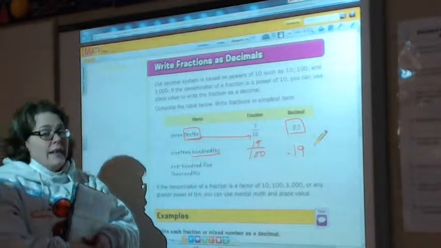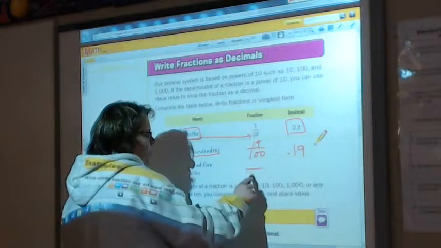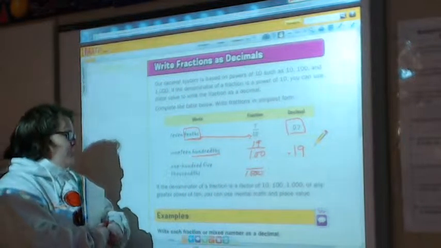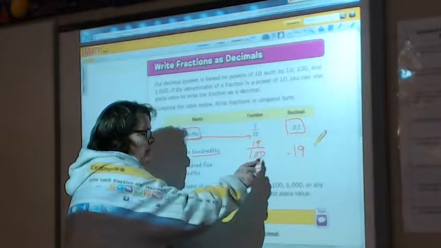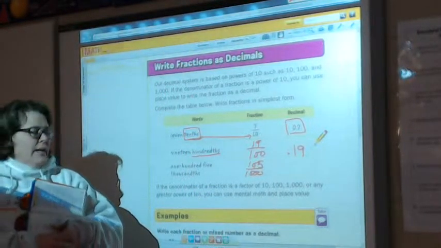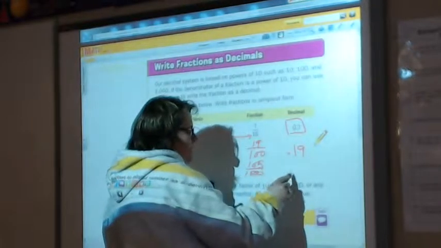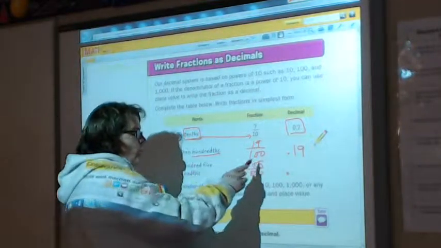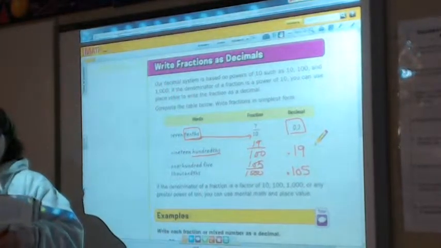105 thousandths would mean that your denominator would be 1,000. Okay? And my numerator, 105, would go on top. Now we have to write that as a decimal. Thousandths is 3 spots beyond the decimal point. So that numerator 105 now goes after your decimal just like that.